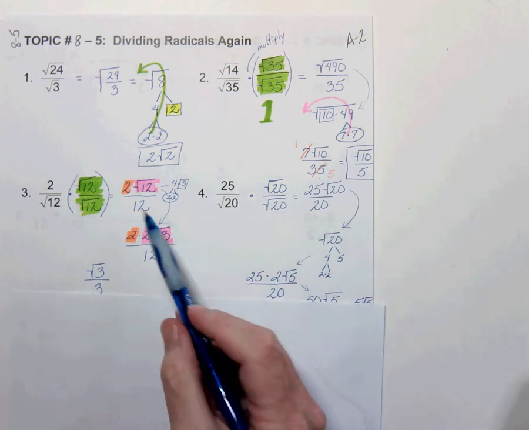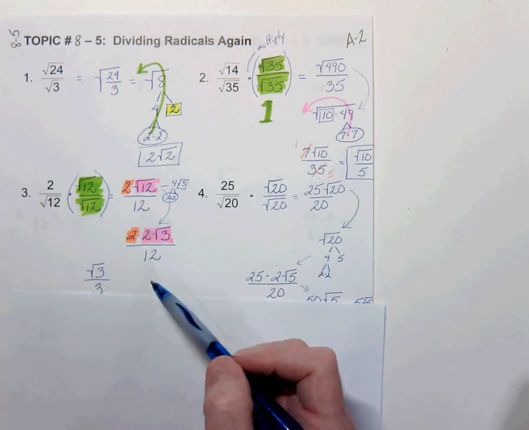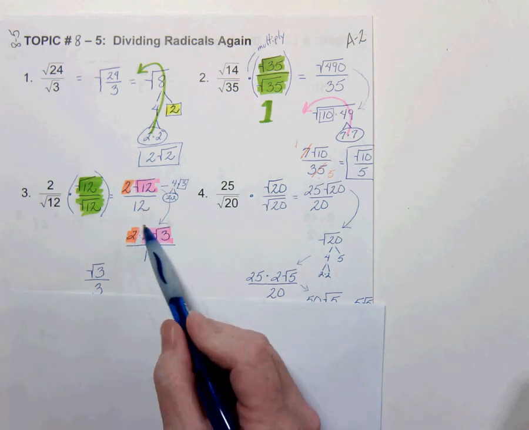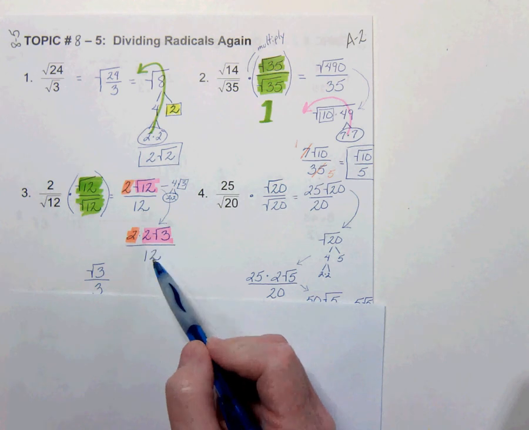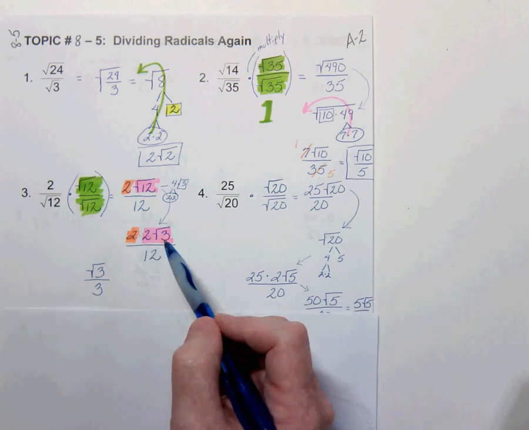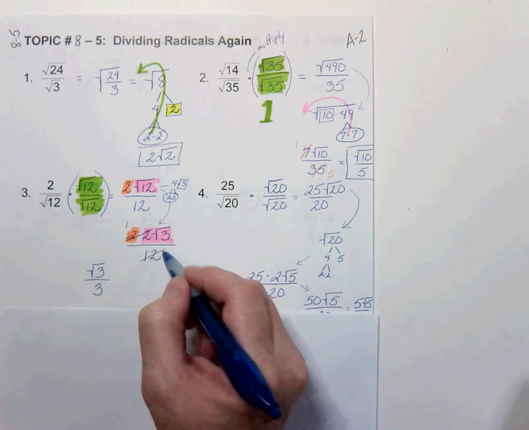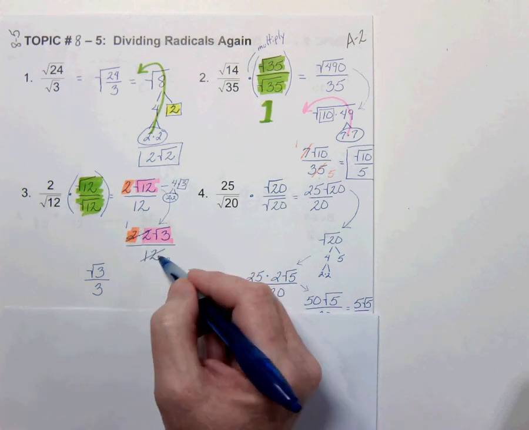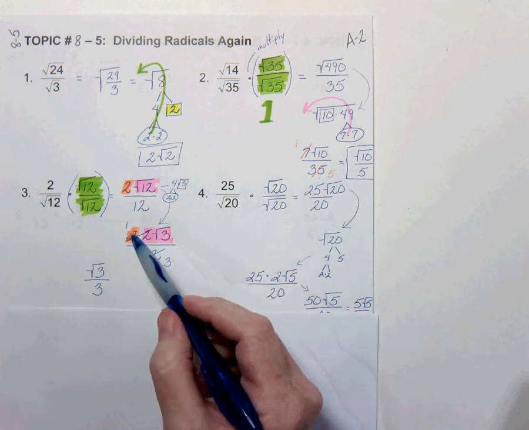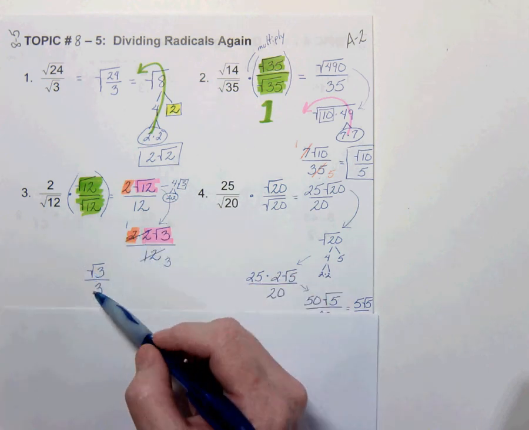Okay, and then this denominator stays the same. Then I have to multiply this, and this is 4, and this is 12, so this stays the same, but 1 times 4 is 4, 3 times 4 is 12. So 4/12 simplifies to 1/3.